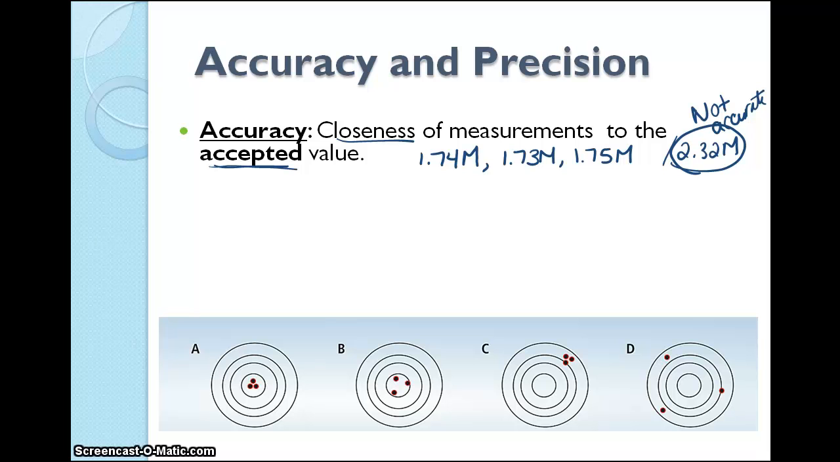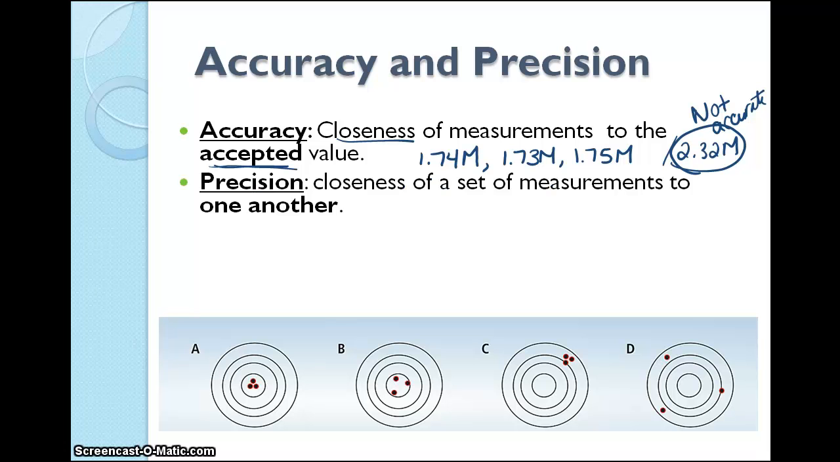Precision, on the other hand, is the closeness of a set of measurements to one another. So going back to this example, 1.74, 1.73, and 1.75, that is pretty darn precise because they are very close to each other, plus or minus 0.01 molar. A good example of something that would be not precise would be having all varying different concentrations, like 2.87 molar, 1.48 molar, and maybe 2.61 molar. They're all very different from each other. And so this would be very poor precision.